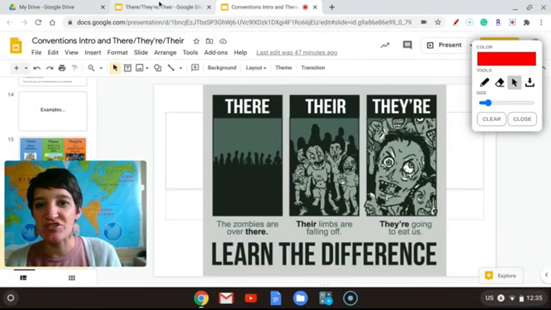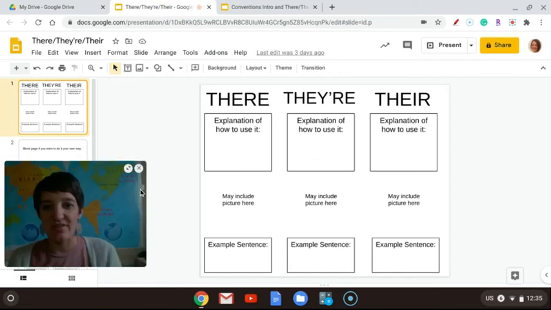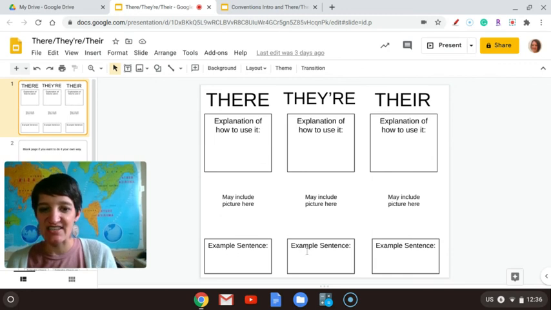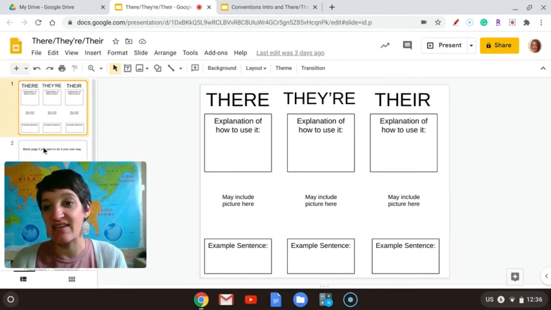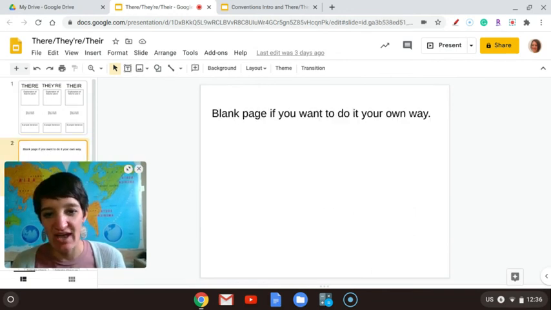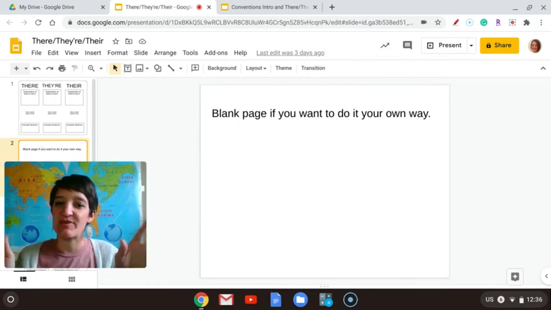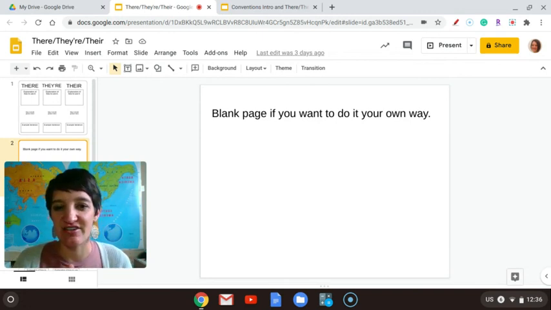Okay, so if you choose to do it online, this is a document that you're going to open up in Canvas. Now, this will give you full points because there's a place for you to write the explanation. There's a place for you to write an example sentence. And then if you want to include a picture, I even have a place for that. If you don't want to follow this format, then on the next page, you can delete this text box and create your own. Okay, just make sure there's the three theirs, three explanations, three sentences, and you're good to go.